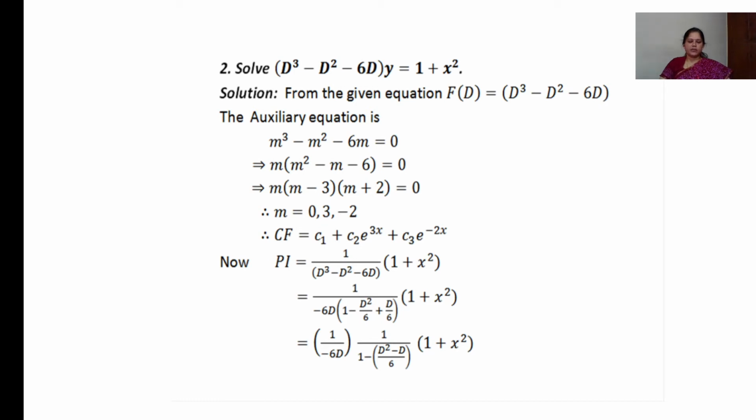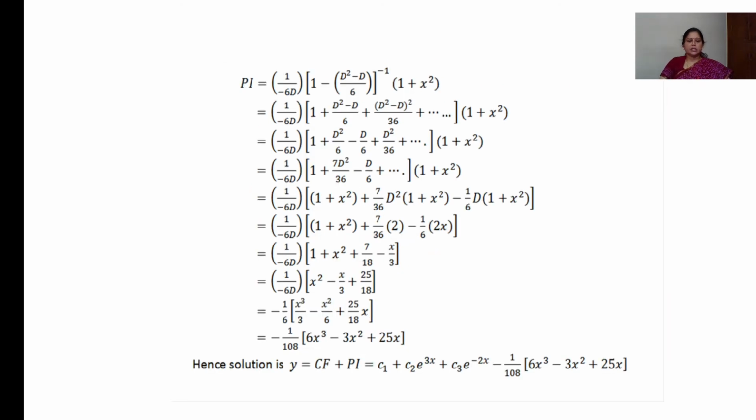Now the denominator value we are bringing to the numerator. In the next step, we'll get 1 by minus 6D will be there, as usual. Then we are bringing that value to the numerator, meaning now the power of 1 minus D square minus D by 6 is minus 1, into 1 plus x square. Now we got 1 minus x whole to the power minus 1 form.